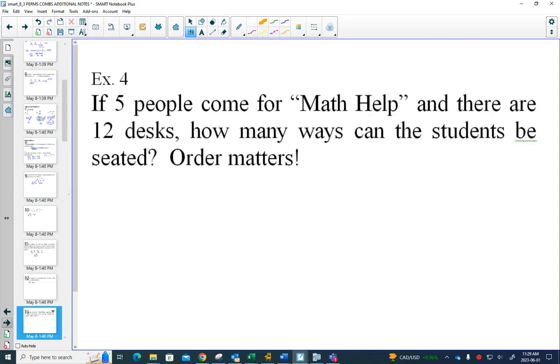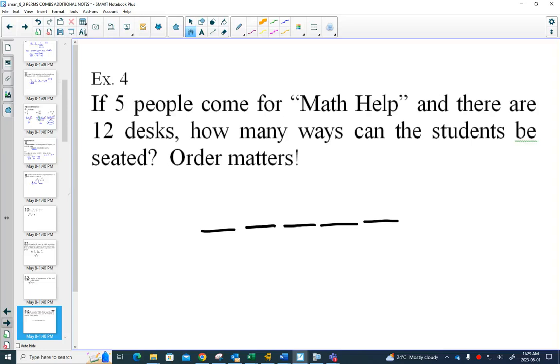Okay, so you imagine coming into math help, there are 12 desks. 5 students come in. How many ways can this be done? The number 1 mistake that people do in this question is they make 12 spaces. Because you're so used to putting students in desks, you want to make the spaces for the desks. But we have to remember, we make spaces for decisions. And here, each student that comes in makes a decision where they're going to sit. There would only be 5 spaces, not 12 spaces.